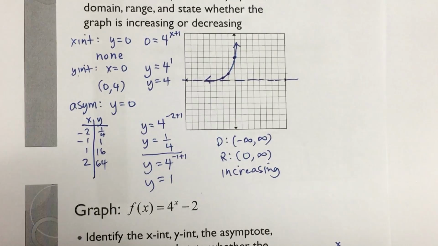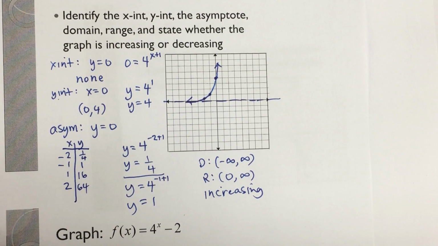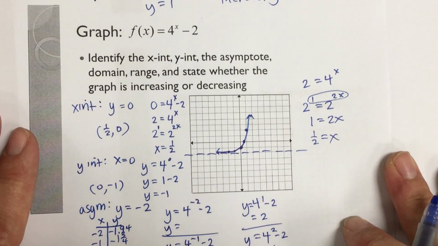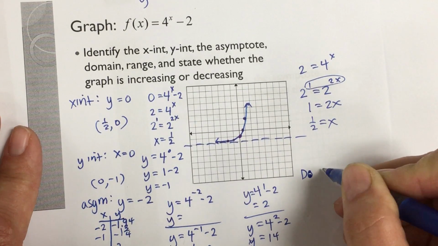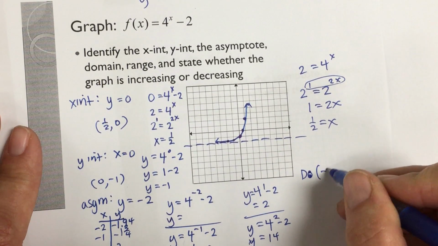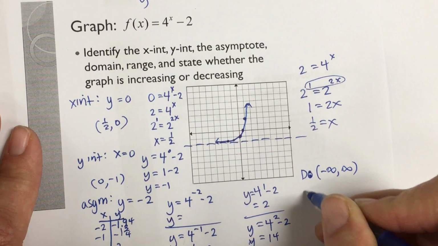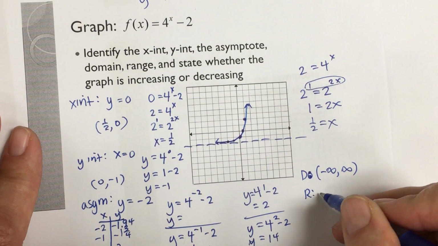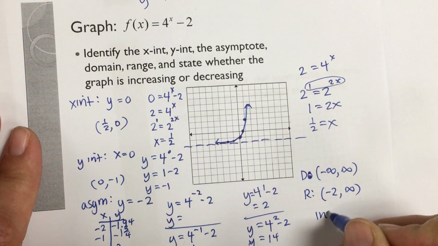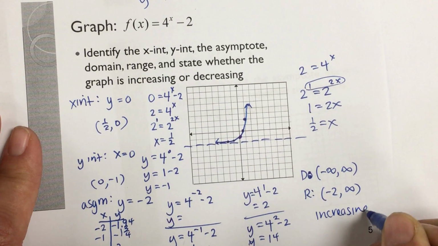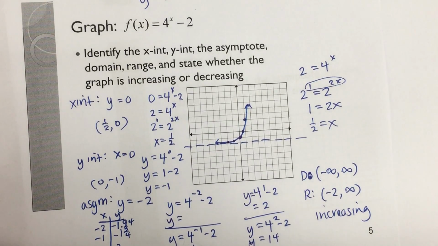Oh, you know what, on the last one, sorry to jump around. On the last one, I never answered the rest of it, which was domain. Sorry, domain is going to be all reals still. Range is going to be -2 to infinity, and this is still increasing. Sorry about that to jump around, but I forgot. I wanted to make sure I did a good job at that.